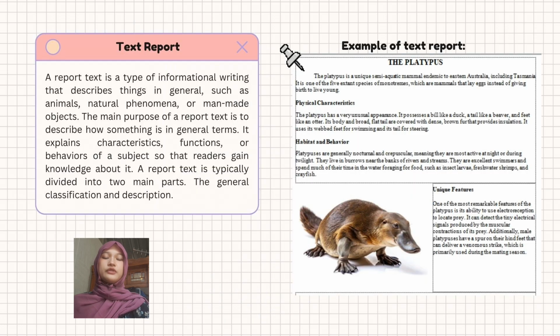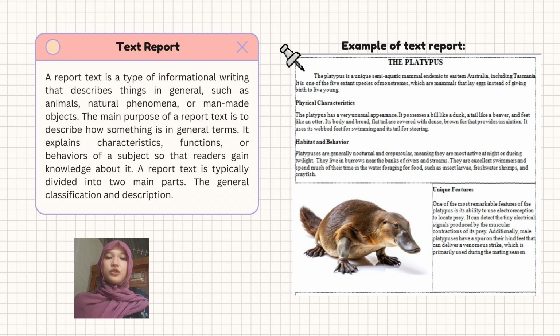So, first one, we have report text. A report text is text that gives factual and general information about something. Usually it discusses animals, natural phenomena, or objects scientifically. Now, if you look at the mind maps, the first important point is the communicative purpose. The purpose of a report text is to describe things the way they are. And this means the writer focuses on the facts and not opinion.